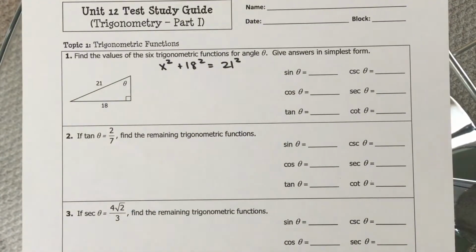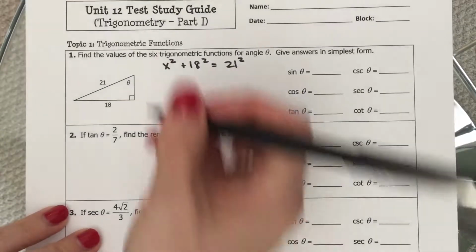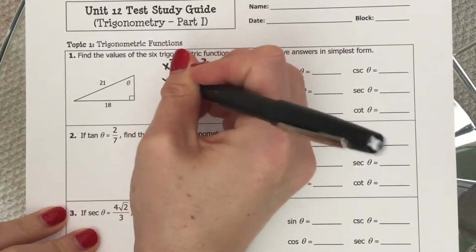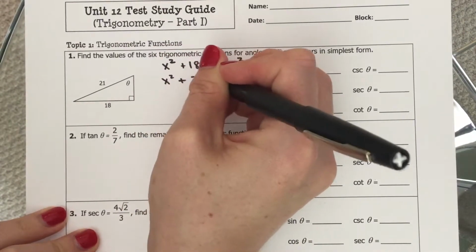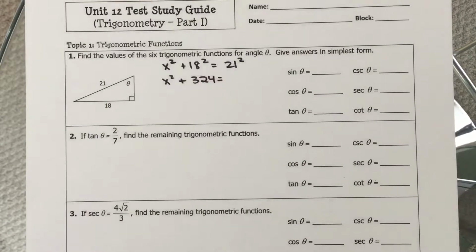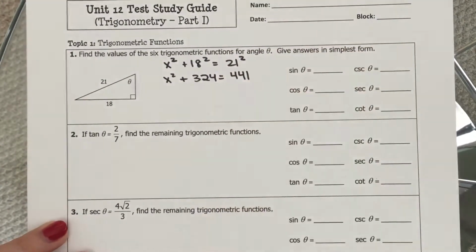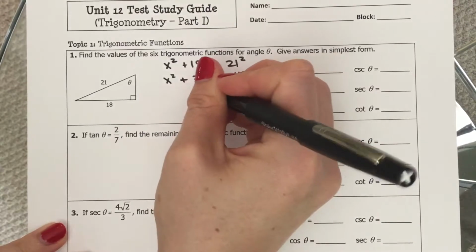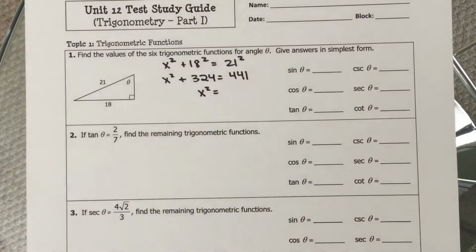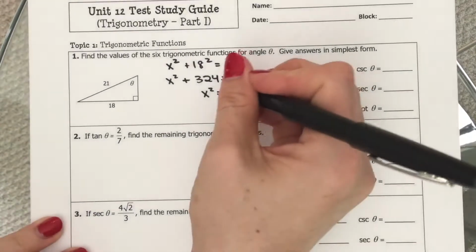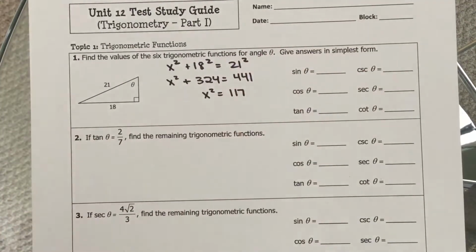All right, so we can evaluate these. And as I'm going through, if numbers just appear, just trust that I'm plugging them into my calculator. You would get the same ones. So x squared plus 18 squared, which is 324, equals 21 squared, which is 441. Then to get the x squared by itself, we would subtract the 324 from both sides. So 441 minus 324 leaves us with 117.